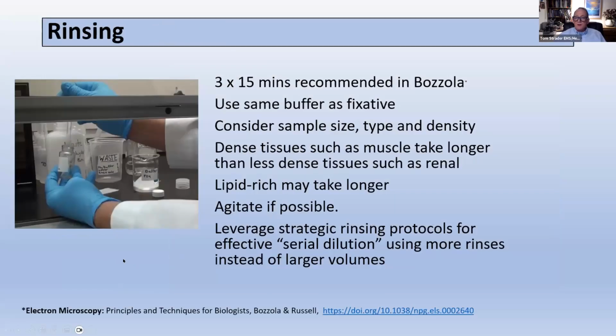And rinsing, 3x15 is what's recommended in Bozzola. Use the same buffer, consider the size. Rinsing is pretty straightforward in many cases. To Ruching's point on efficiency in reagent use, especially if you're on a robot, instead of doing, say, 3x15, you can do 5 rinses that are shorter and use less volume, but each time you're diluting it more by basically doing a serial dilution with more rinses instead of larger volumes. That's one strategy to be efficient and still get excellent results.